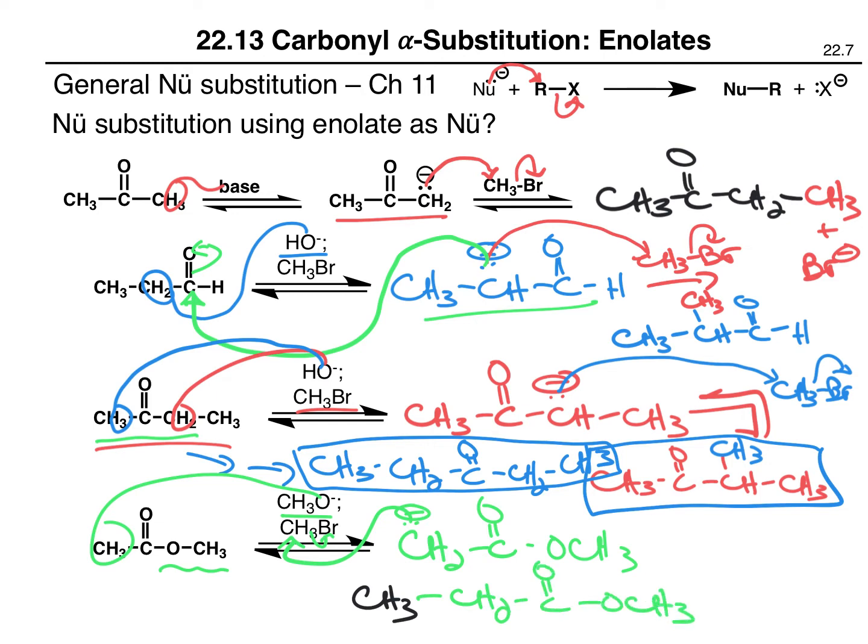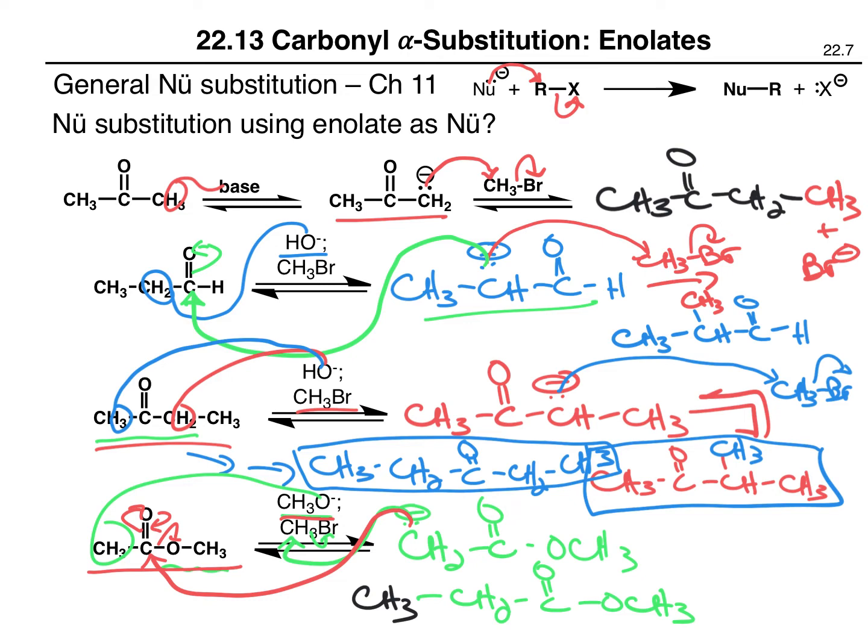But once again, think about the position of equilibrium. Using methoxide, we're going to have a small amount of enolate and lots of ester, and so this can do nucleophilic acyl substitution, which is another reaction that we're going to talk about in the next chapter. So while it's possible to generate an enolate and have that act as a nucleophile in a nucleophilic substitution reaction, there are definitely some limitations.